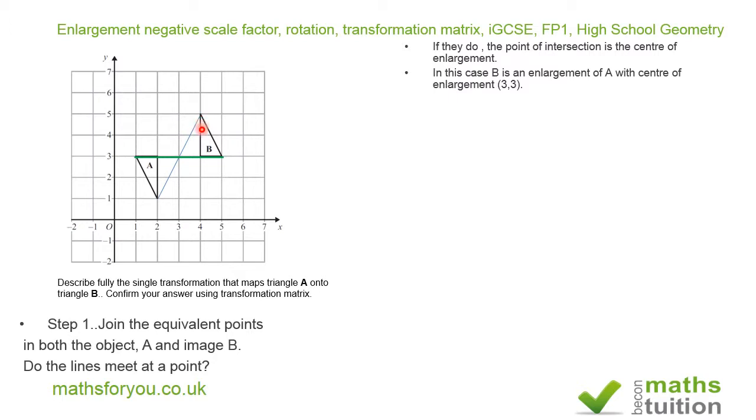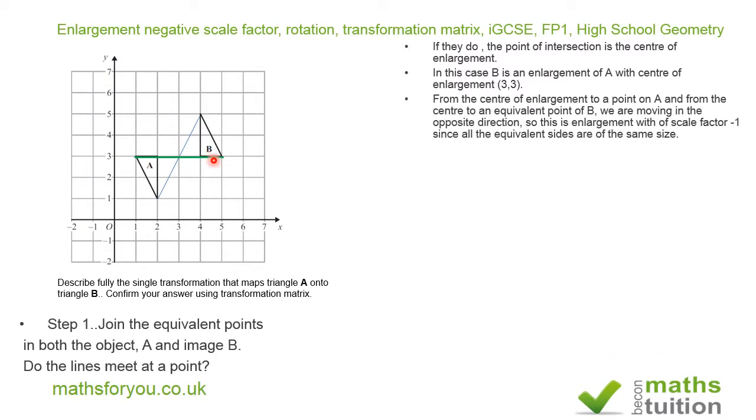So then we have that object A is mapped onto image B by transformation with negative enlargement, with the center of enlargement at 3, 3, with the negative scale factor of -1. Okay, now that makes sense. Enlargement, center of enlargement 3, 3, scale factor -1.